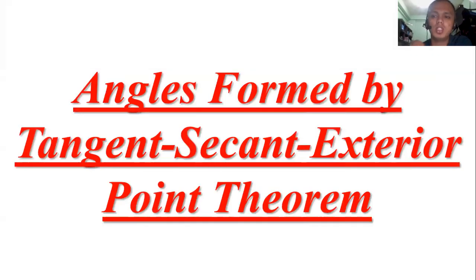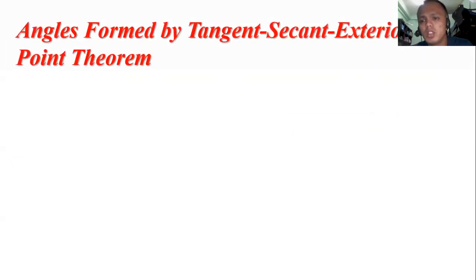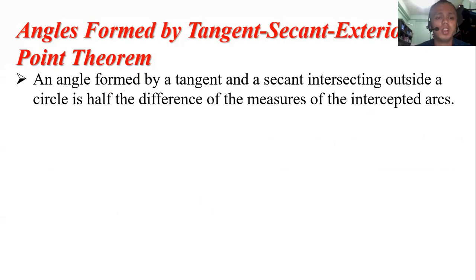So today we will discuss the angles formed by a tangent and a secant from an exterior point theorem. What is the difference of this from our first topic? This theorem states that an angle formed by a tangent and a secant intersecting outside the circle is half the difference of the measures of the intercepted arcs.